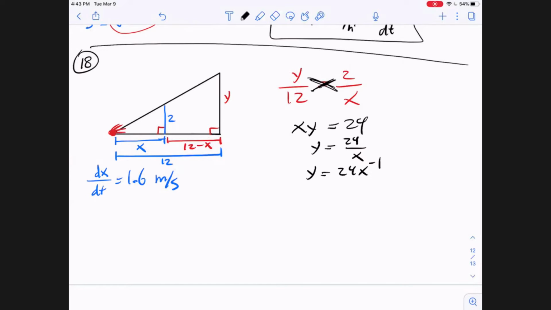So the question they're asking is, when he's 4 meters away from the wall or the building, how fast is this shadow changing? Well, we better get a negative number, right? Because the shadow is decreasing. We already established that. So we're going to take the derivative of both sides with respect to t.